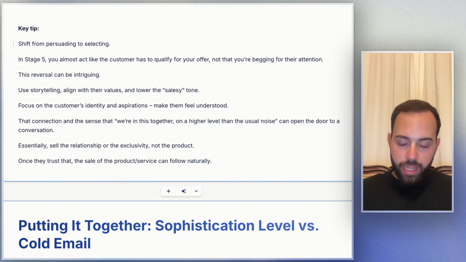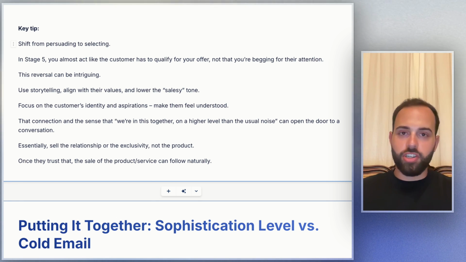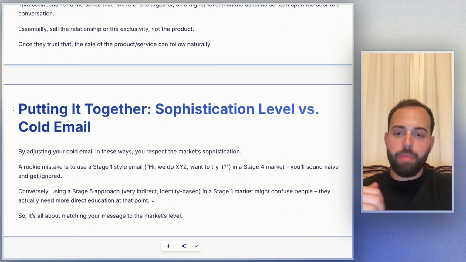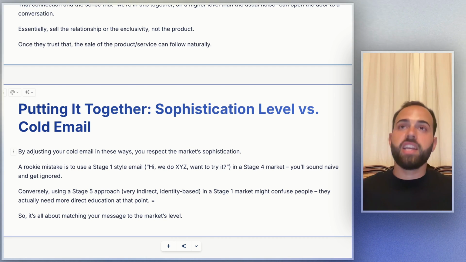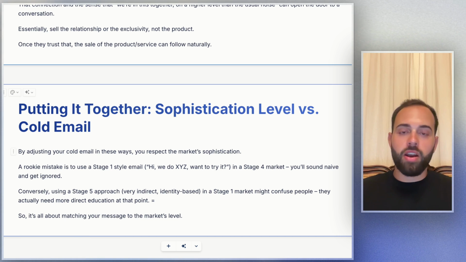And essentially, what you need to do is sell the relationship or the exclusivity and not the product, the features, the service, the benefits. Once they trust that, then the sale is going to follow naturally. Okay. So these are the 5 levels of sophistication. And by adjusting your cold email in these ways, depending on how sophisticated your market is, you will be able to see significantly better results in your cold emails, in your video sales letter, in your DMs, even in your YouTube videos by the way that you address your target audience. So it's all about matching your message to the market's level.